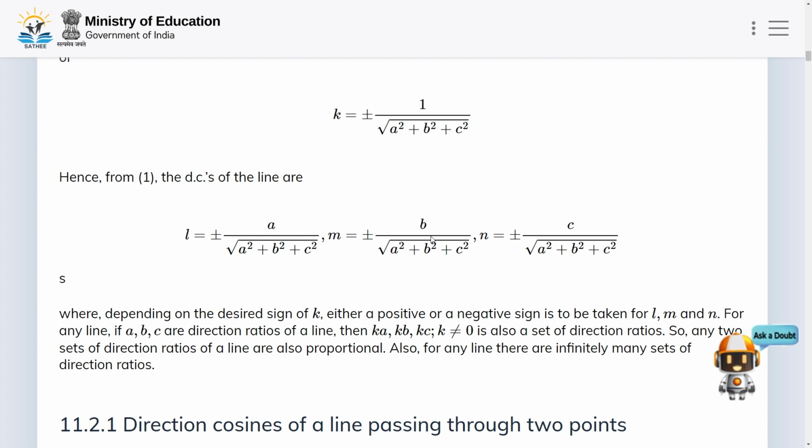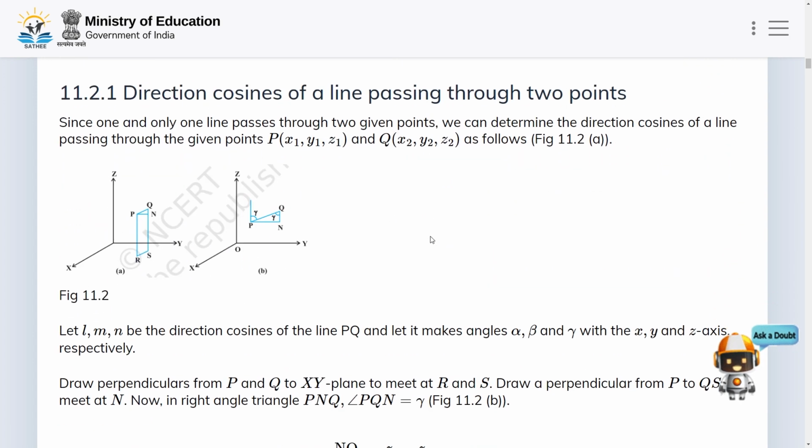Okay, I hope it is clear to you. Okay. Now, direction cosines of a line passing through 2 points. Now, how are you going to find that?